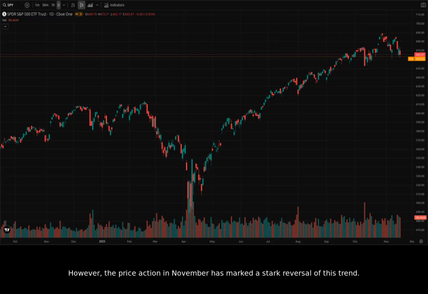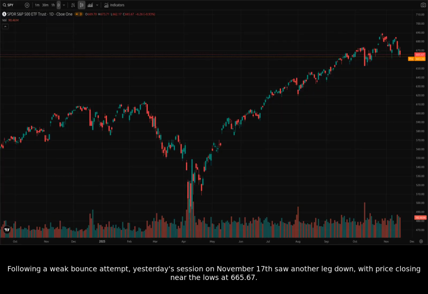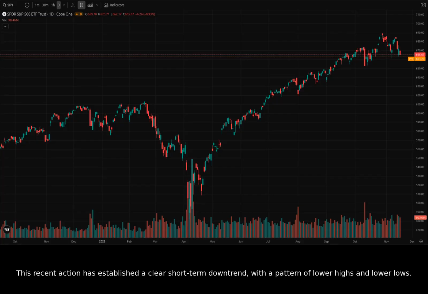However, the price action in November has marked a stark reversal of this trend. We see a series of strong red candles, confirming the bearish news we just discussed. The sharp drop on November 13th is clearly visible here, showing a decisive rejection from the highs. Following a weak bounce attempt, yesterday's session on November 17th saw another leg down, with price closing near the lows at 665.67. This recent action has established a clear short-term downtrend, with a pattern of lower highs and lower lows.